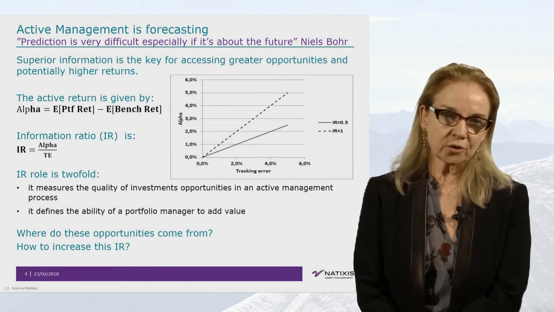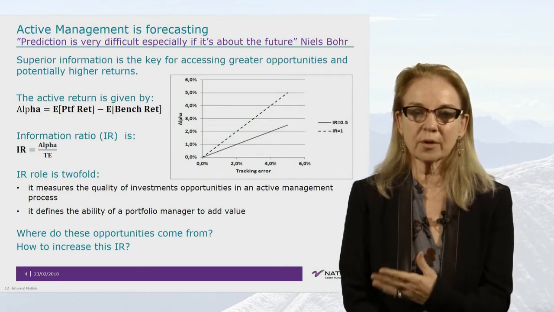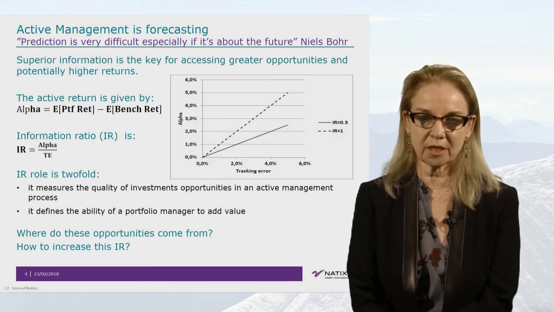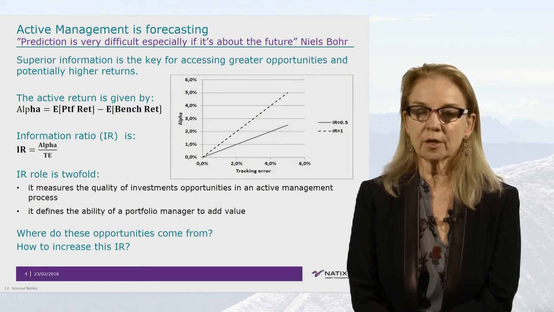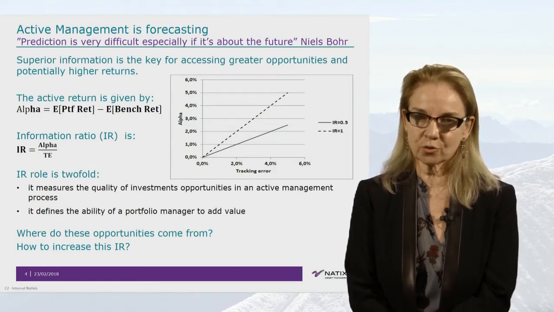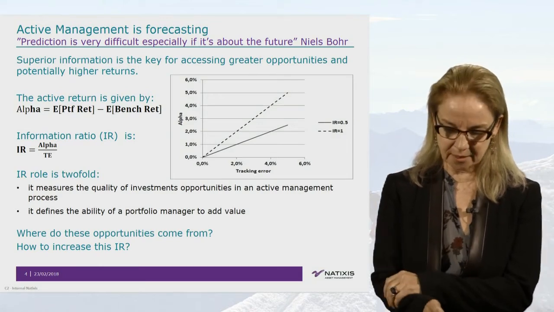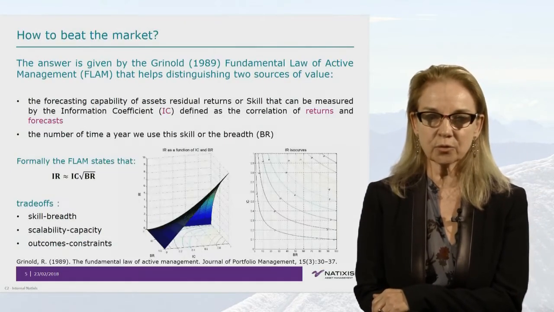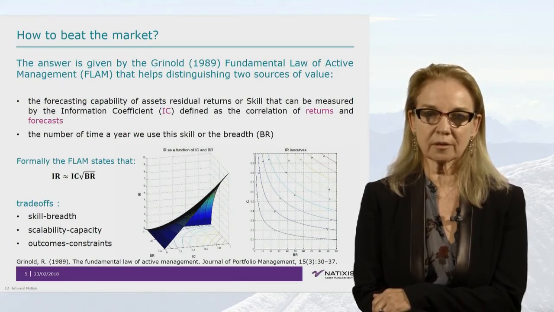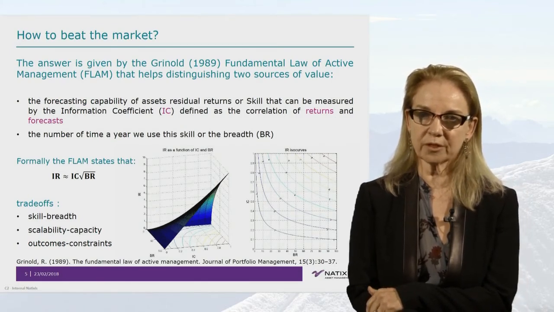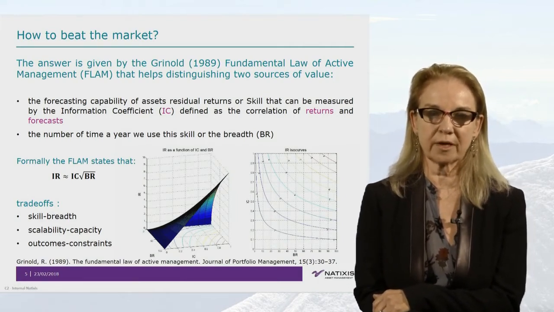So the information ratio, in fact, has two aspects. It measures the quality of investment opportunities in an active management process, and it measures also the ability of the portfolio manager to add value or to add performance. So in fact, we have a theory that links added value to these two aspects. The first was Grinold, speaking about the fundamental law of active management, and he distinguishes these two sources of value.